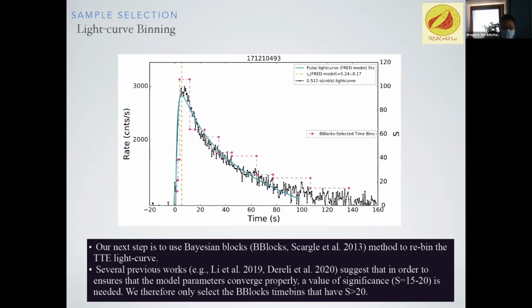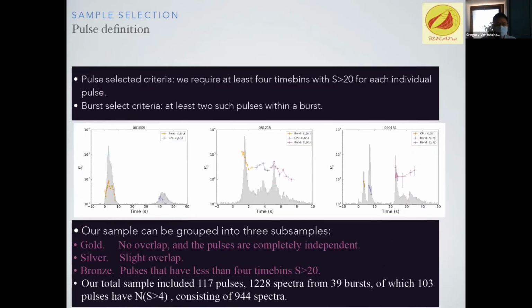So we therefore only select the Bayesian block time bins that have significance greater than 20. After these steps, we define all the selection criteria. For the pulsar selection criteria, we require at least 4 time bins with significance greater than 20 for each individual pulse. For the burst selection, we require at least 2 such pulses within a burst.